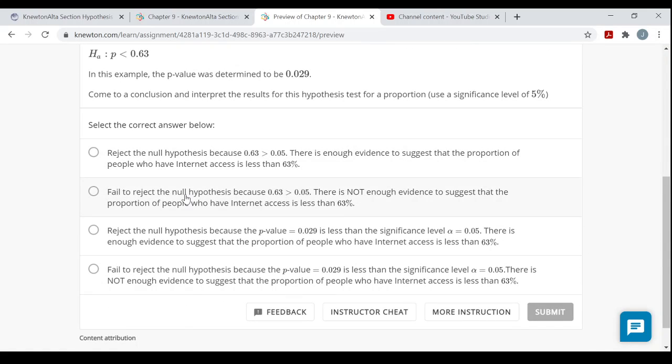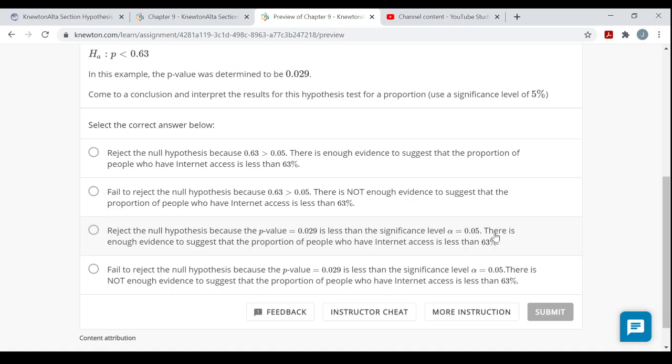All right, so read through these carefully. So it's either the first one or the third one, because they start with reject the null hypothesis, but the reasoning is different. It's this one here: reject the null hypothesis because the p-value is less than the significance level. That's why you're rejecting, not because 0.63 is greater than 0.05. This has nothing to do with it. The reason we're rejecting the null hypothesis is because of that comparison of the p-value to the significance level.